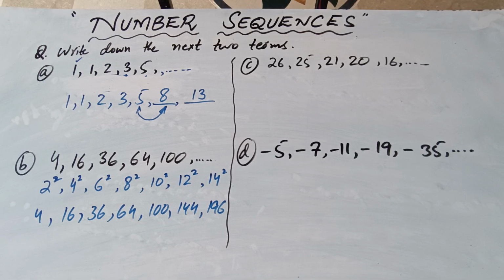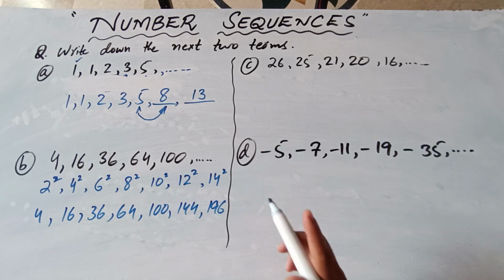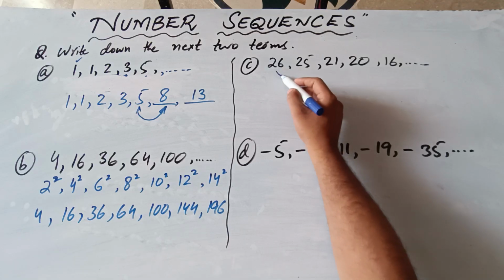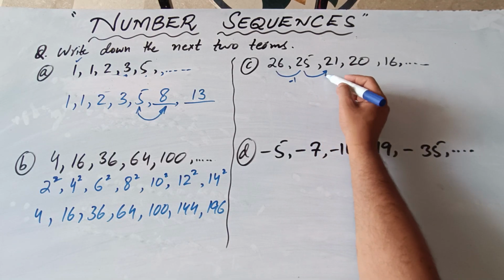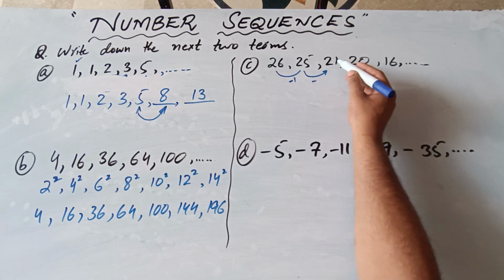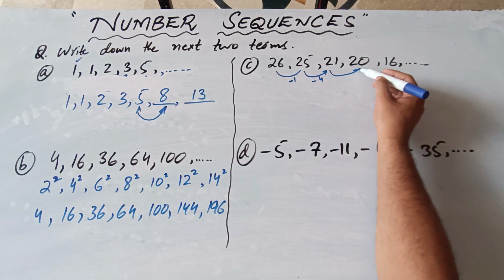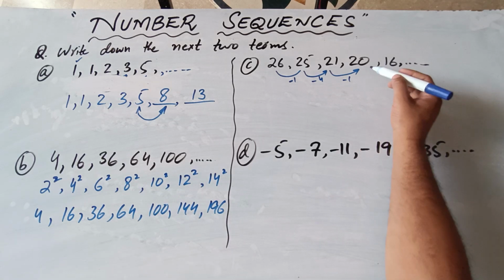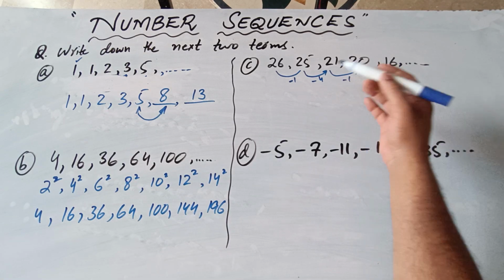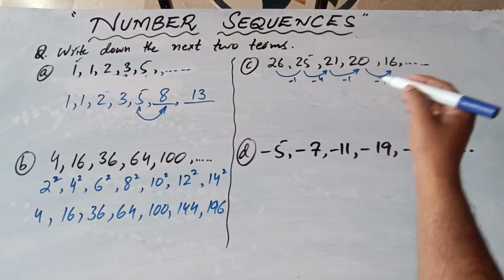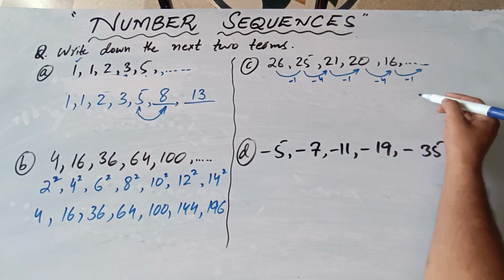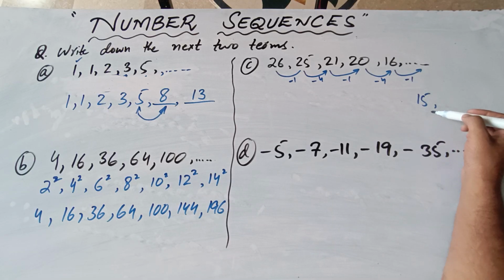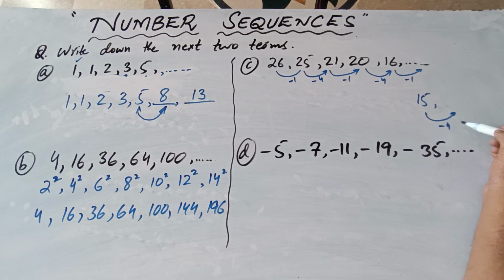Now let's look at part C. It's 26, then 25, which means subtracting 1, fine, then subtracting 4, then again minus 1, then again minus 4. Now you can see a pattern is generating. So now after 4 we need to subtract 1, so we will get 15, and then from 15 we need to again subtract 4, so we will get 11.